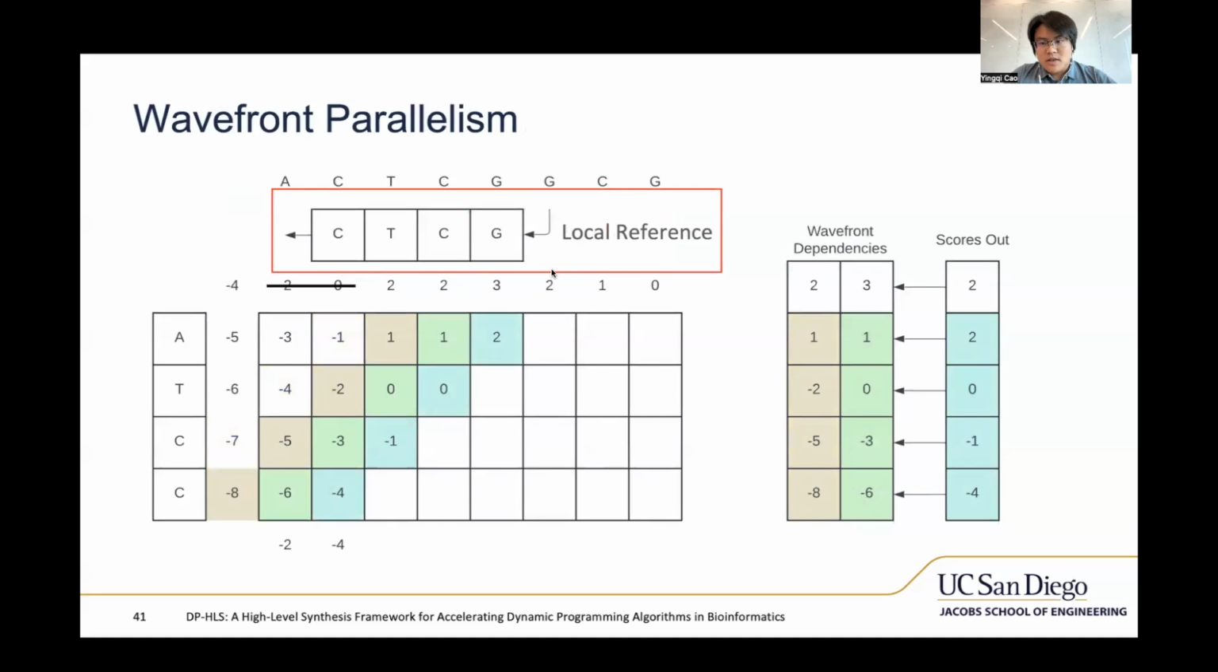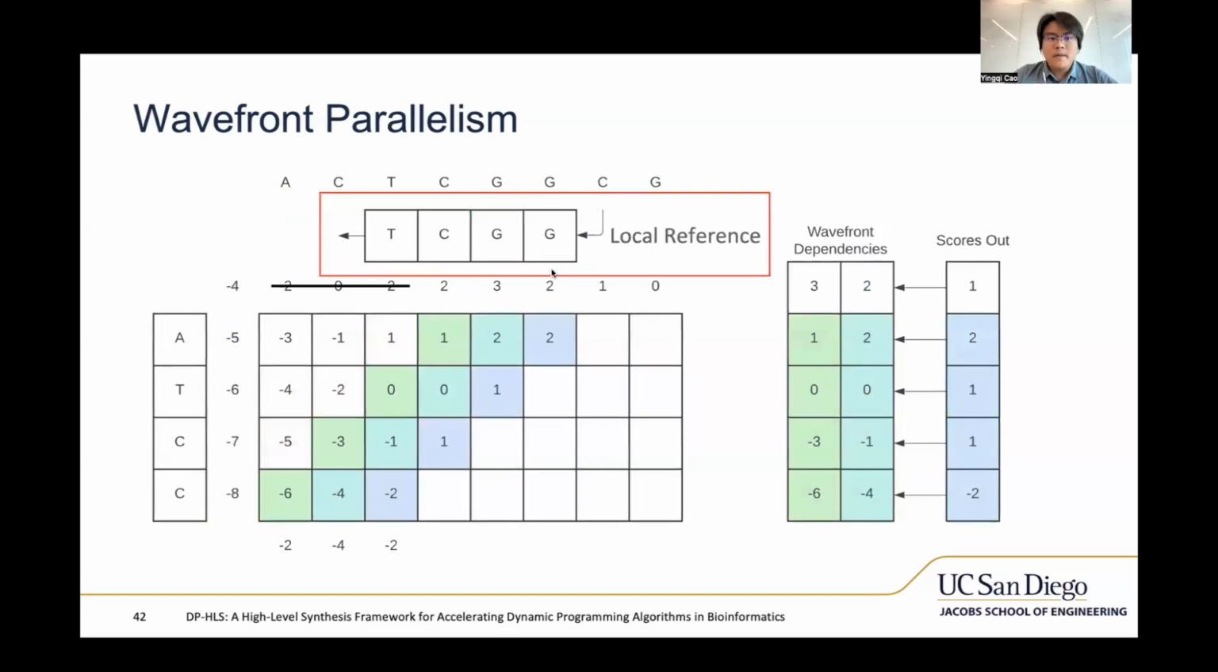Now, let's move to the next wavefront, which is the light blue color. The value in the local reference is updated, and it loads a new symbol from the reference. And also the score of the light blue wavefront is calculated based on the new wavefront dependencies, which are the brown wavefront and the green wavefront, which we just computed. Similarly, as we move to the purple wavefront, the local reference is updated again, and the score is computed based on the blue and green wavefronts.